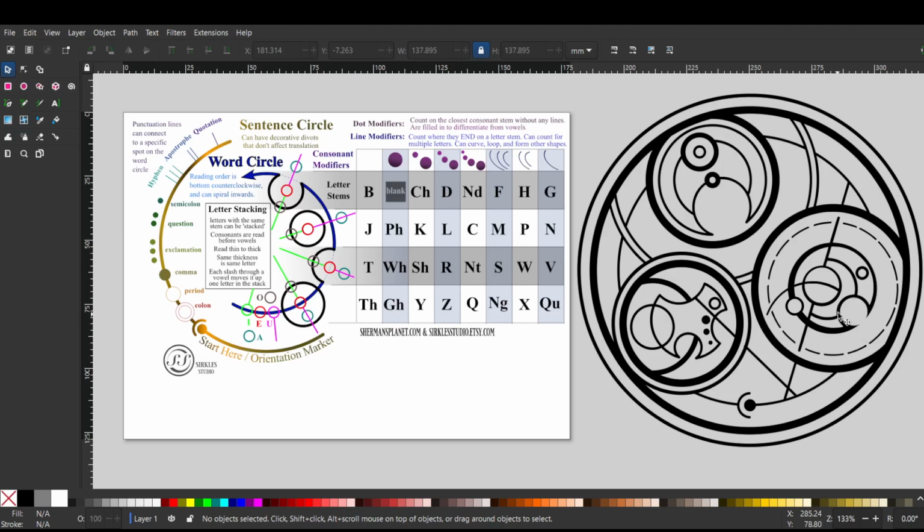This is a deep divot with 2 lines attached to it. So because it's a deep divot, that means it's in this row. And because it has 2 lines on it, it means it's in this column. So that makes it the letter H.